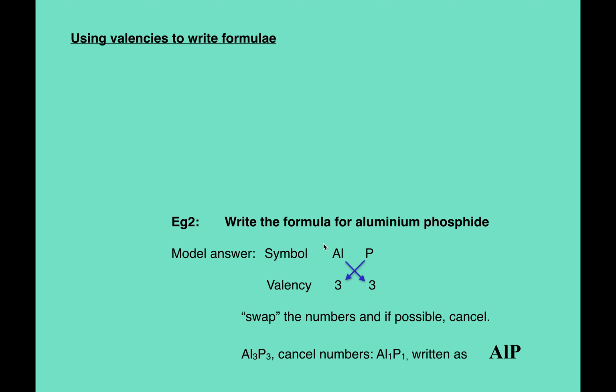Another example, aluminium phosphide. In this case, aluminium, obviously, valency of 3, phosphorus, valency of 3. They swap, so they both get 3, Al3P3. But in this case, they can cancel. So you've got Al1P1 or simply AlP.